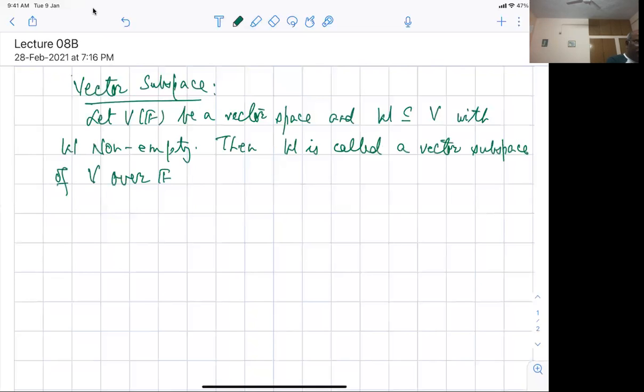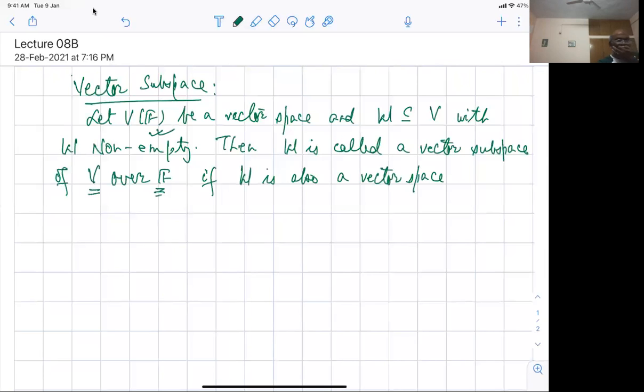Also important thing here, we are saying it is a vector subspace of V. So it is a subset of V and it is a subspace as far as F is concerned. The F does not change. Earlier the vector space V was also over F. Here also you have the same F. There is no change as far as the scalar field is concerned. It has to have the same thing. All right. Then W is called a vector subspace of V over F if W is also a vector space.